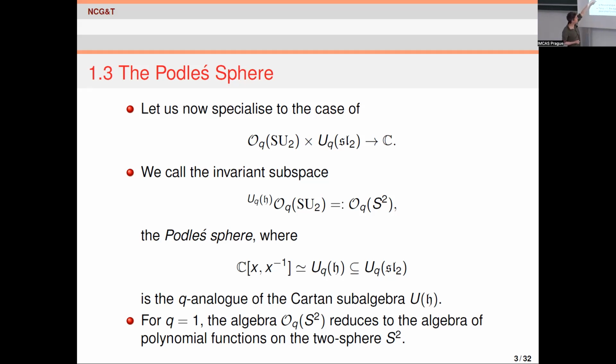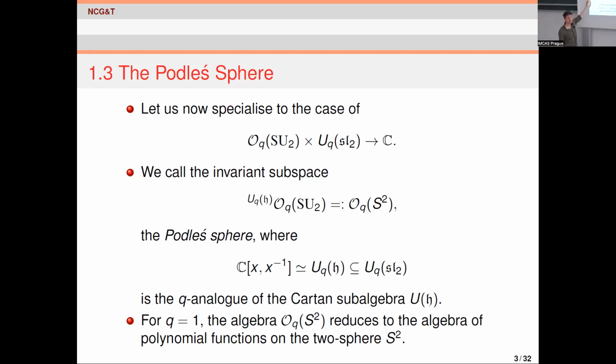And then what we're going to look at is the invariant elements inside there, the ones upon which this Laurent polynomial algebra acts as the identity. So the generators of the Laurent polynomials act as one, act as the identity. And that's going to give us a subalgebra, and that subalgebra is a sub-co-ideal inside O_q(SU_2). And what happens when q goes to 1, it actually reduces down to the algebra of polynomial functions on the 2-sphere. Okay, and this is the Podleś sphere.